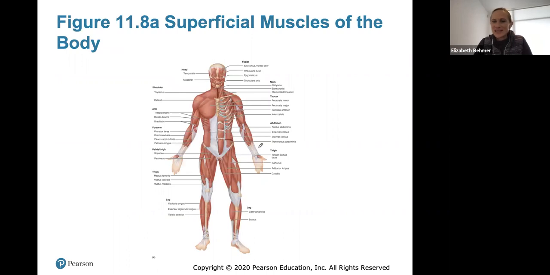So here is a look at some of the superficial muscles of the body. I really focus on muscles that are only in your lab muscle list for you to learn.